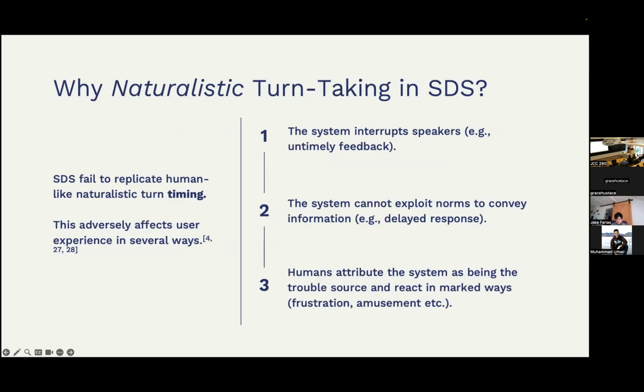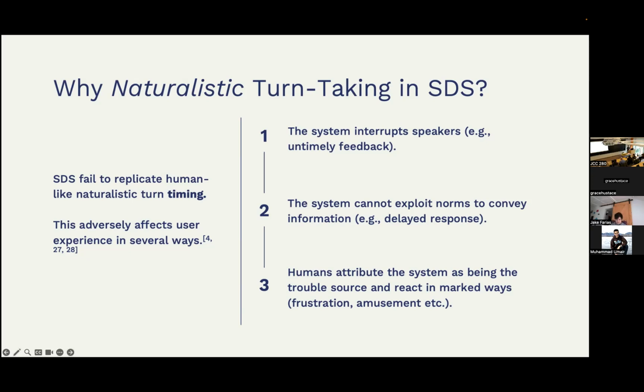So why do I care about naturalistic turn taking in spoken dialogue systems? Again, we know that most of these spoken dialogue systems fail to replicate naturalistic turn timing as humans do, as in the example that we just saw. And then this adversely affects the experience of the user in several ways. The first is that the system might be interrupting the user as they're speaking, by providing untimely feedback, which can cause some sort of miscommunication.